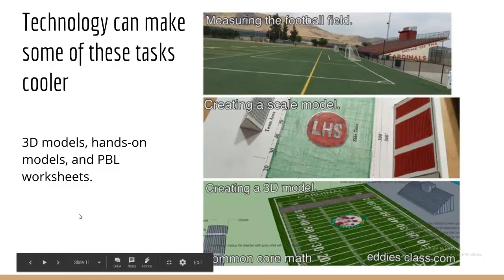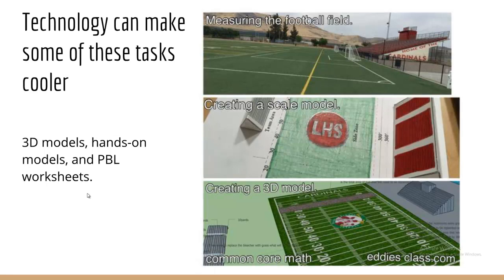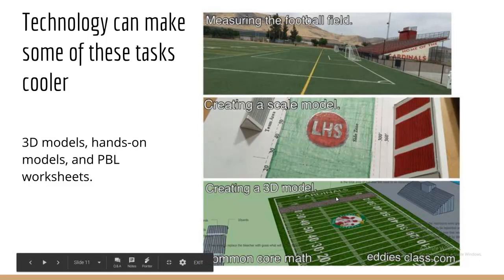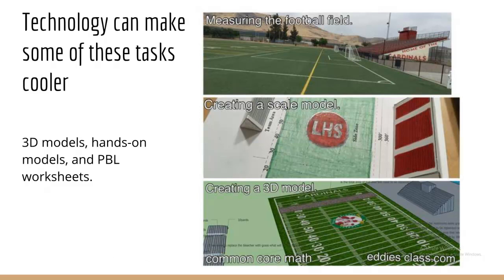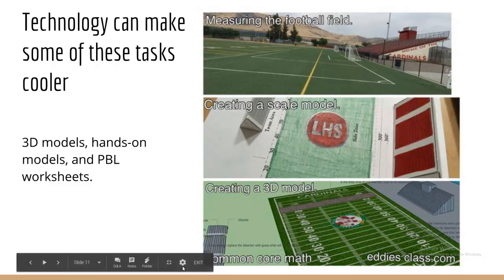So then I realized, well, wait a second, if we're talking about the football field, why not just take them out to the football field and actually measure things and see what the problems look like in real life. And so out there we went, a little parade, measured the field, did different things, estimated what the size was, and then they created little scale models out of paper, and then eventually they created 3D models. And this assessment was really cool because at the end of the year on the SBAC, there was a very, very similar question, and my kids had been working on that project, and it turned out to be very beneficial.